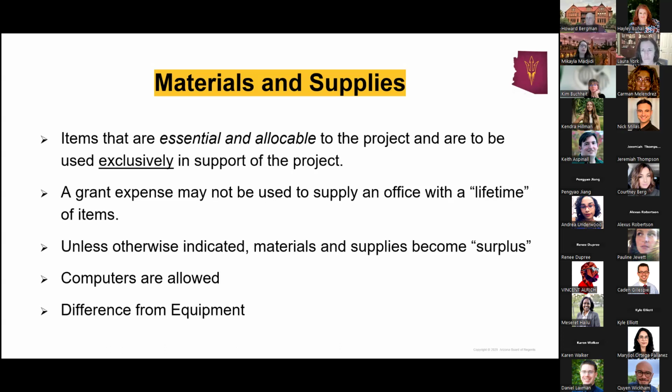Small equipment may be included, but larger equipment items would be considered capital equipment and would be included under an equipment line. Our ASU policy, I believe, is a unit cost of $5,000 or more, or fabricated equipment with a unit cost of $5,000 or more that has a useful life equal to or greater than a year. So the RFA or the sponsor or your institution may have policies about what constitutes the difference between materials and supplies and equipment.